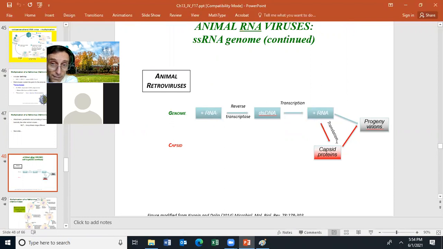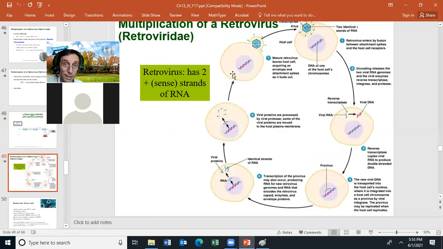The capsid proteins can get together with the viral genome to make the new progeny virions, which then will bud out of the cell. So retroviruses bud out of a cell. They follow the budding life cycle.